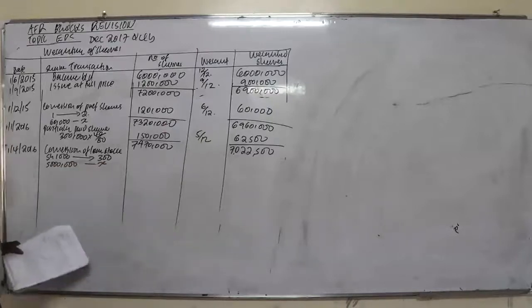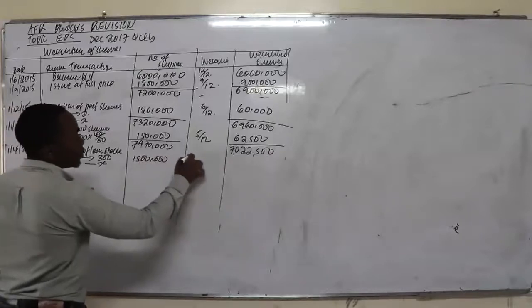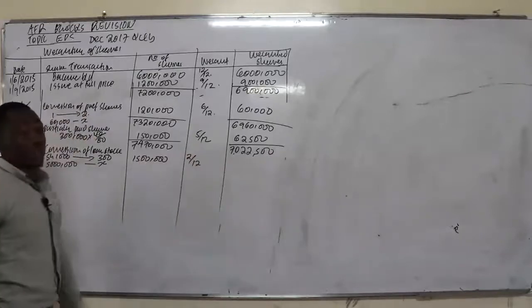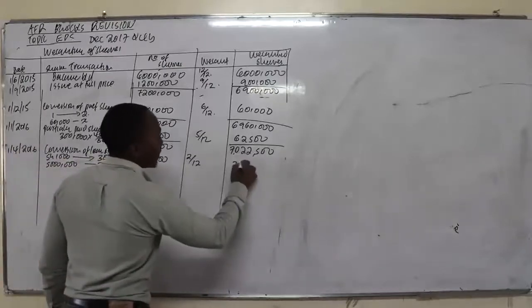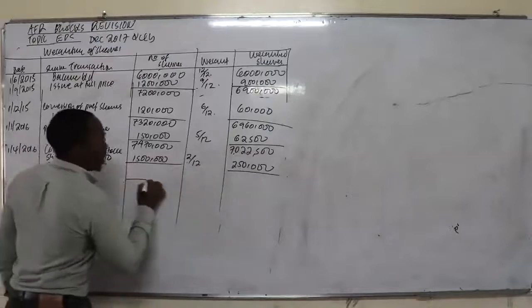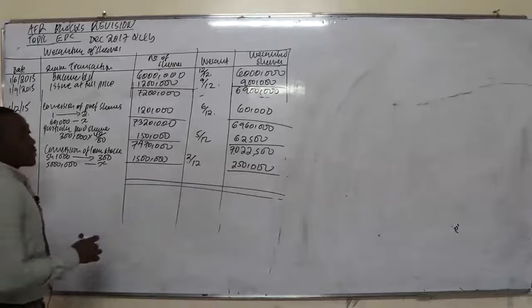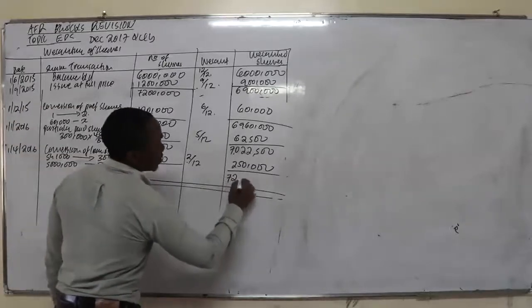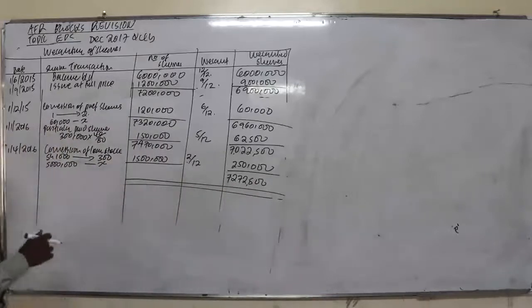Is that 1.5? Yeah, it was coming to 1.5. Then 2 over 12. And you get 250. Was it 250? Yeah, it was 250. Good. So give me that. This one, it's 72,500.